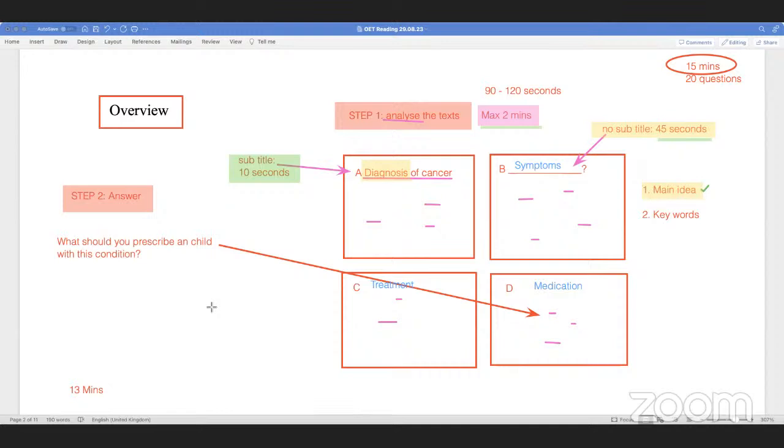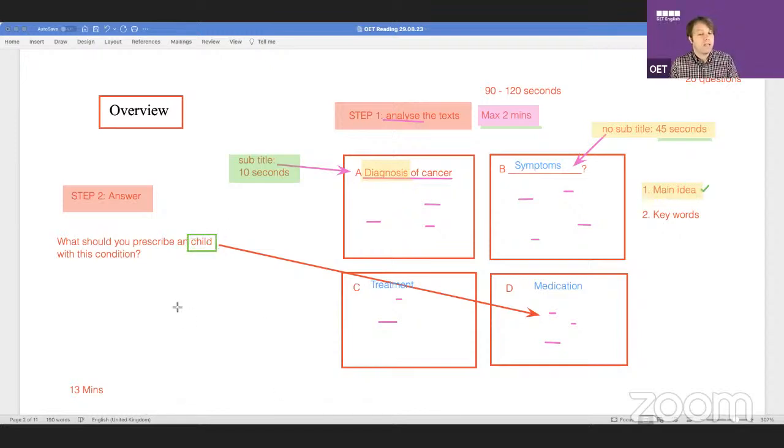Keywords. Andrea is saying keywords. Now, what do I mean by keywords? Give me an example of a keyword. Child. Prescribe. Okay, so I'm going to find a keyword. This is, guys, what we call a keyword.